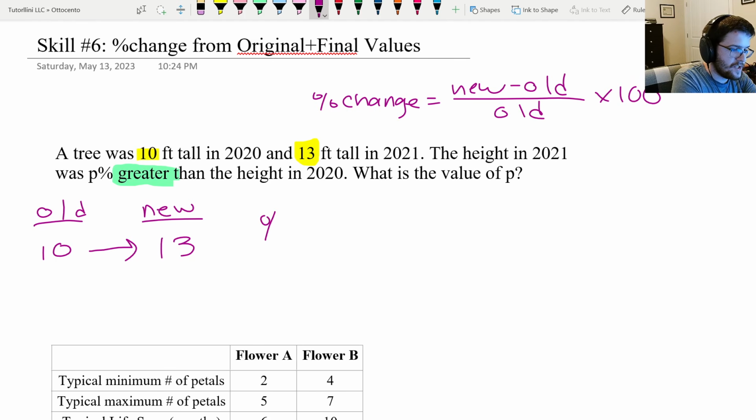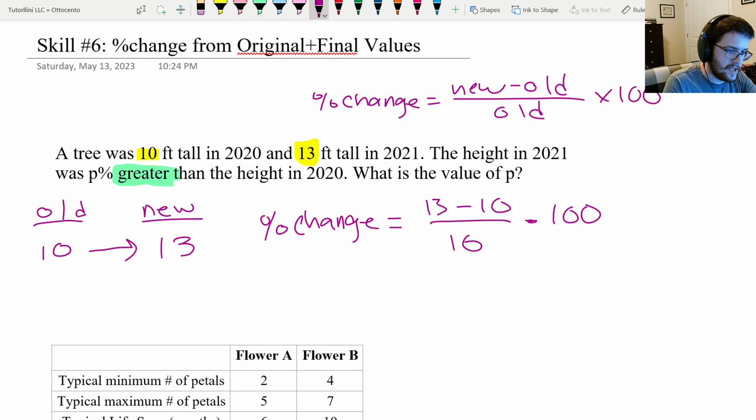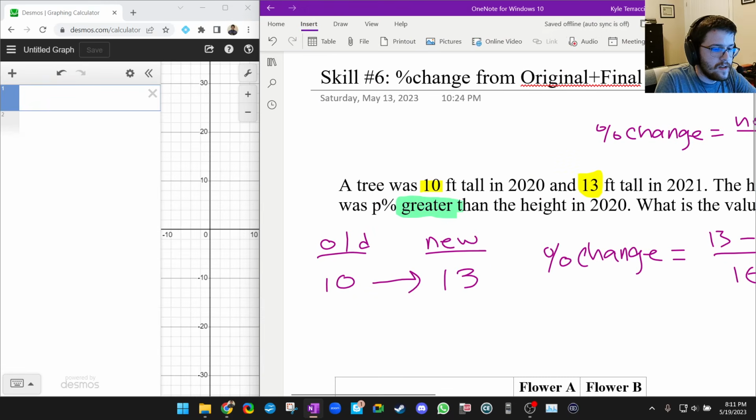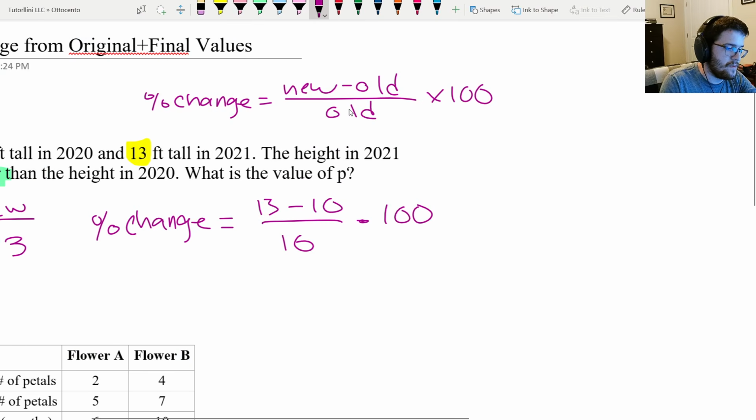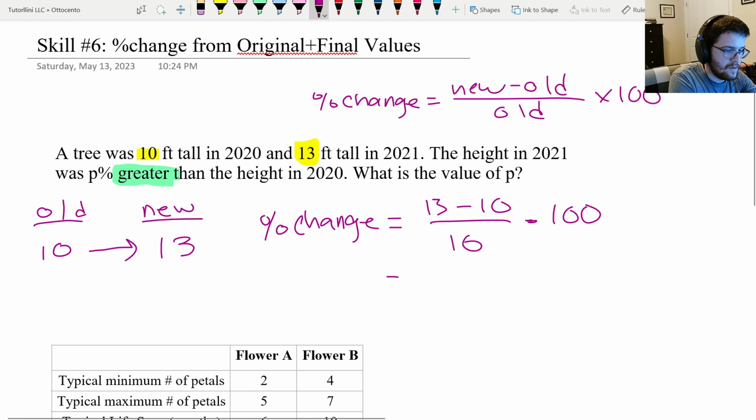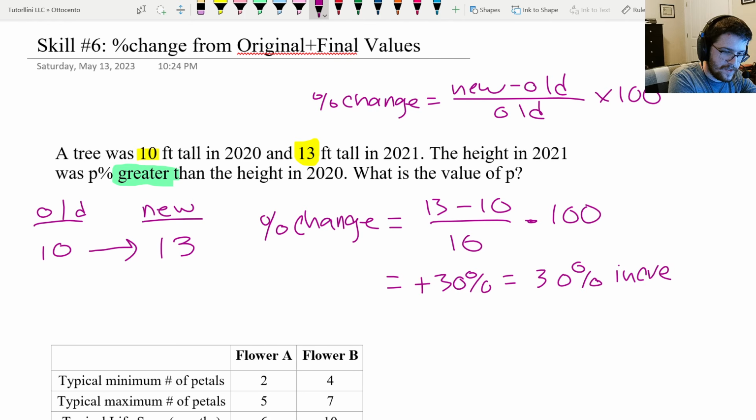Okay, so now we're going to do percent change equals new minus old divided by old times 100. So 13 minus 10 over 10 times 100. And guess what? I can just do this all in one go so I don't make a mistake. 13 minus 10 over 10 times 100 really quick. And I get 30%. So this is plus 30%, which is a 30% increase.